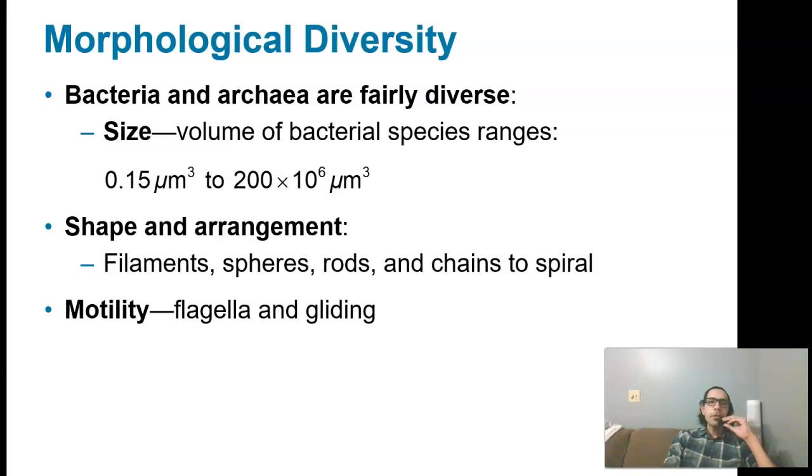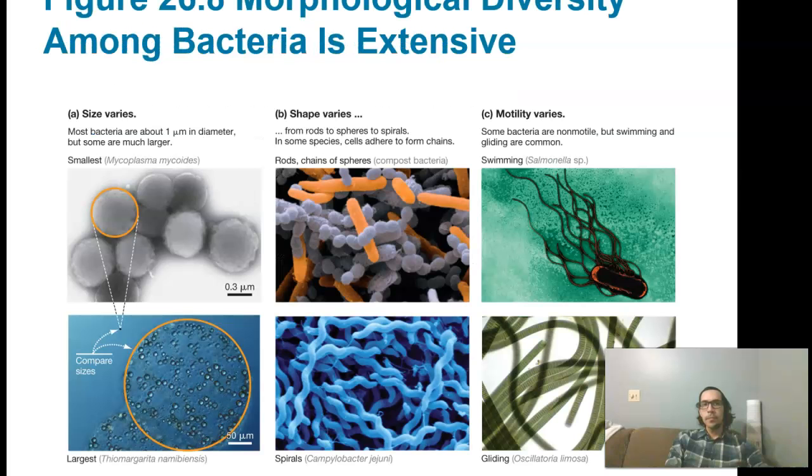Okay, so now for morphological diversity. Bacteria and archaea are very diverse. They're diverse in size and they're diverse in shape and arrangement. Okay, they can come in shapes like filaments, spheres, rods. They also differ in their motility. Some have flagella and others move by gliding. Okay, and here are some examples of the morphological diversity.